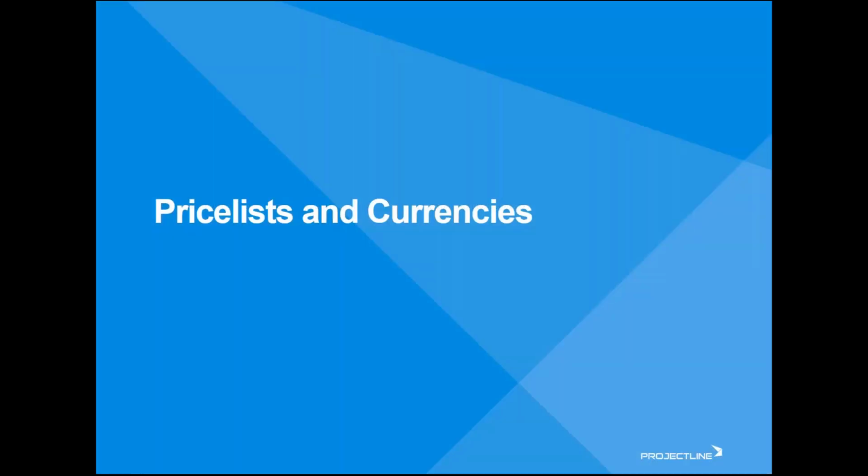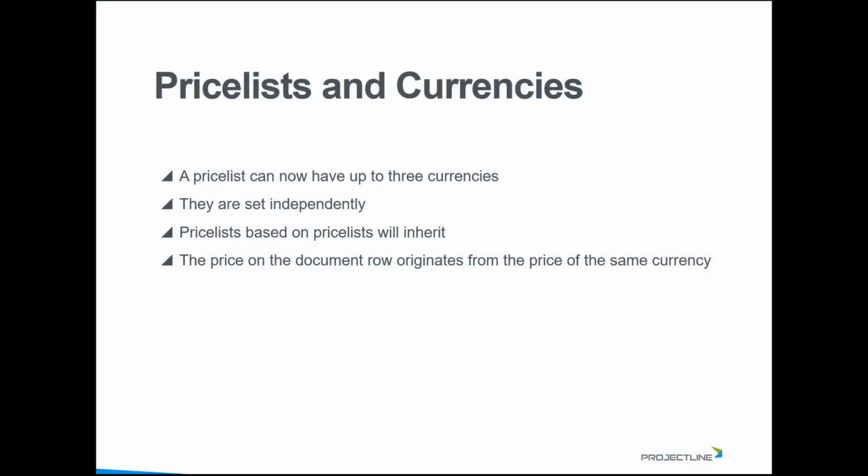So let's talk about price lists and currencies. A price list can now have up to 3 currencies. These 3 currencies are set independently. Price lists can be based on price lists and they will inherit the multiple currencies used. And the price on a document row originates from the price in that price list of the same currency.